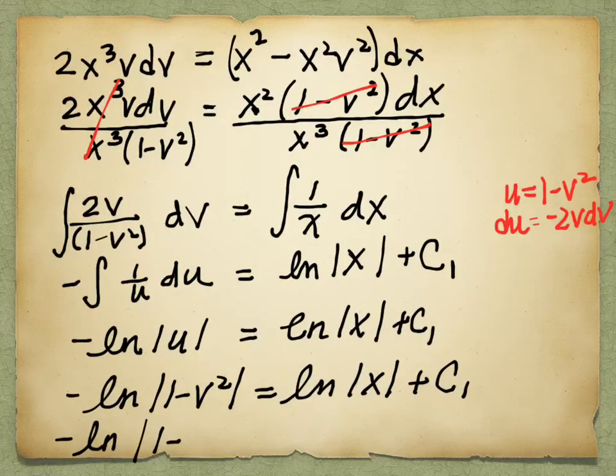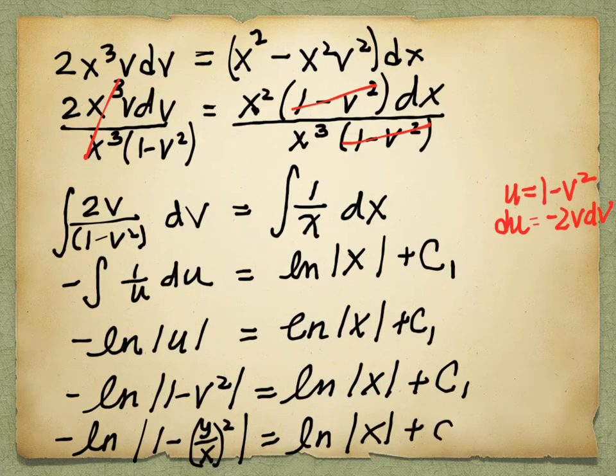So my replacement over here for v is y over x. This will be quantity squared at the moment. And then equals the natural log of the absolute value of x plus c1. We're getting closer.